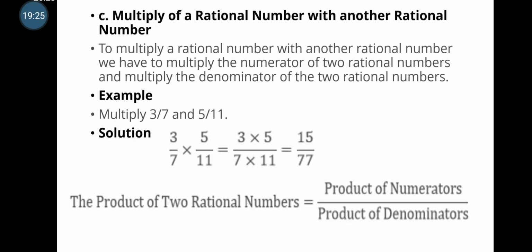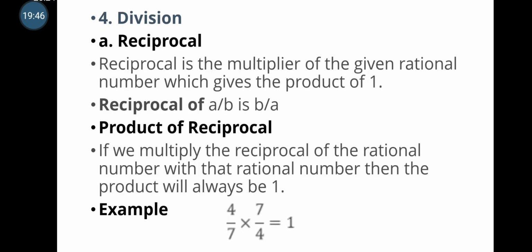Multiplication of a rational number with another rational number. Rational number into rational number. Numerator and numerator you will multiply, and denominator and denominator you will multiply. So the product of two rational numbers is equal to the product of numerators divided by the product of denominators.